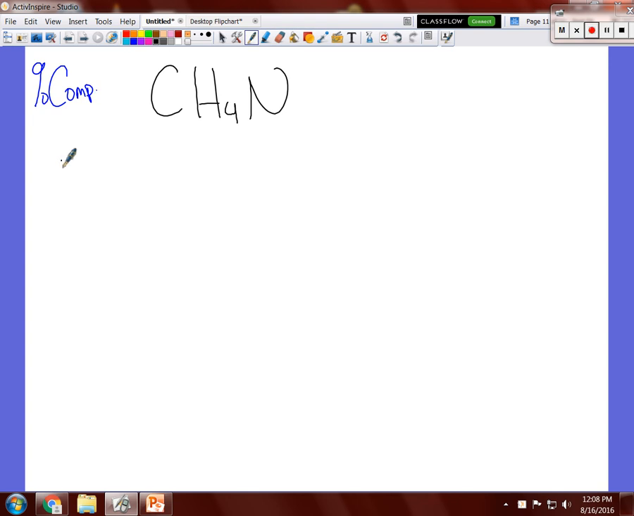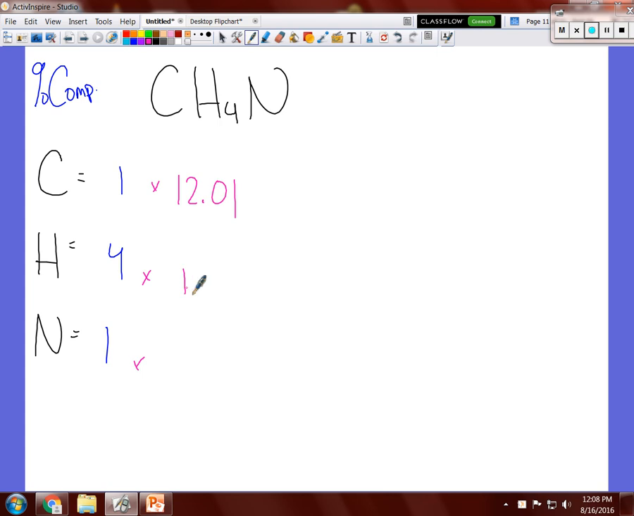This is how I've always taught people how to do it. C, H, and N. Label what you got. Next, how many of each are present? How many C's you got? How many H's? And how many N's? 1. Then what do we multiply it by? The mass. Carbon is 12.01, hydrogen is 1.01, and nitrogen is 14.01.